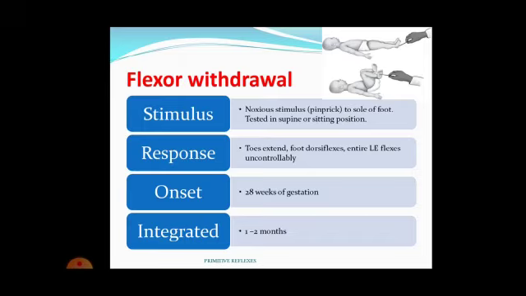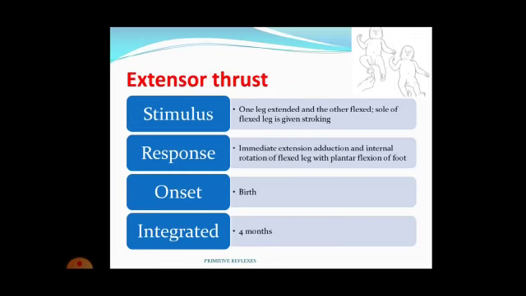Okay, so it will start at the 28th week of gestation, so that is the onset, and it will be integrated or disappear at the age of 1 to 2 months. Clear? Now extensor thrust. So here also the name of the reflex is from its response.